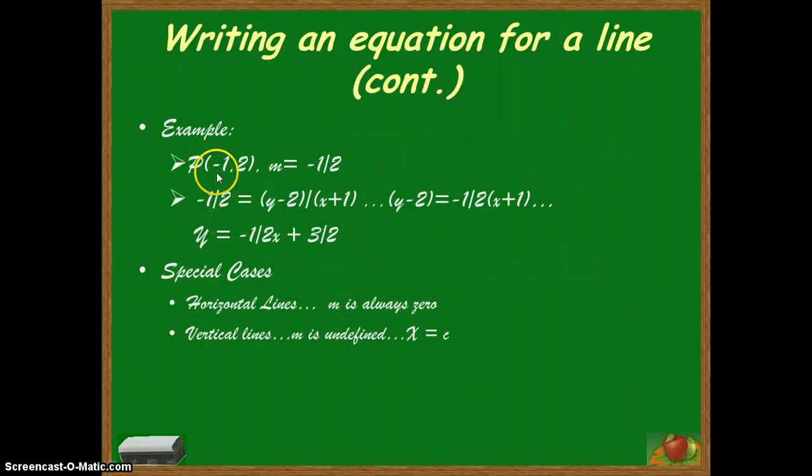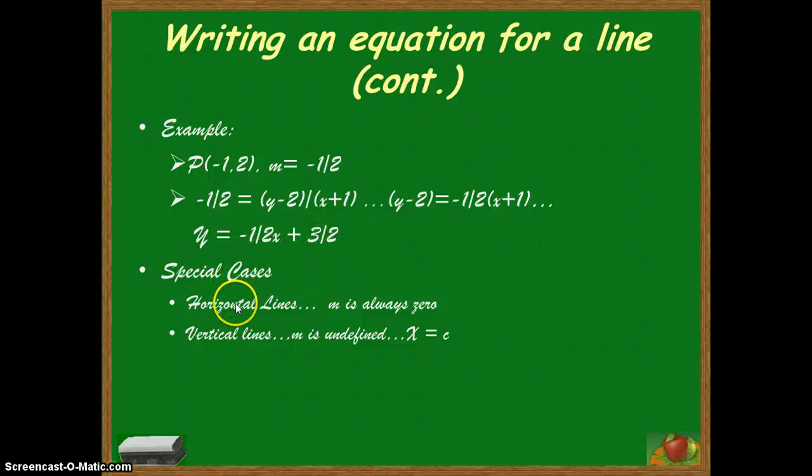Example, let's say we have a point negative 1, 2, and the slope is negative 1/2. Set negative 1/2 equal to y minus 2, that's the y, divided by x minus negative 1, which is plus 1. Just solve this equation for y, and we get what's called slope-intercept form. Y equals negative 1/2 x plus 3/2.